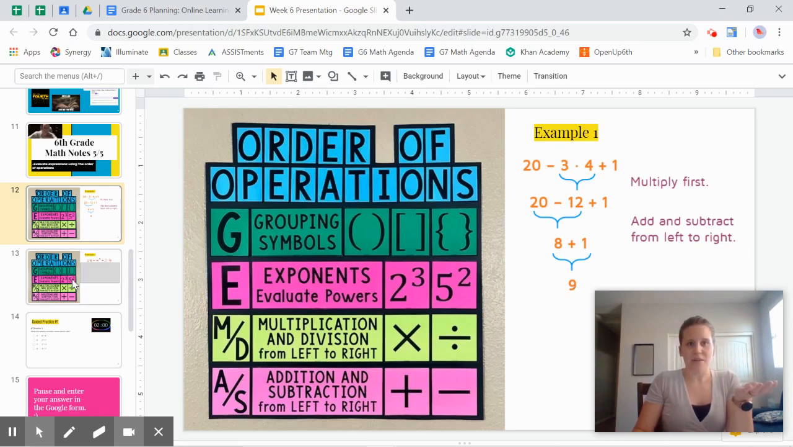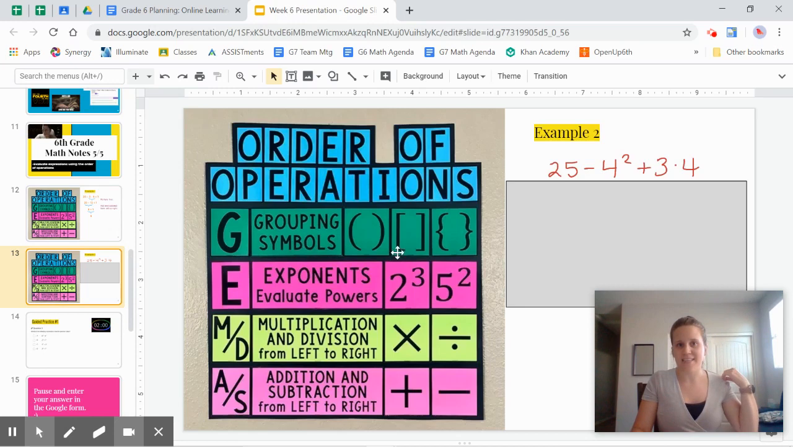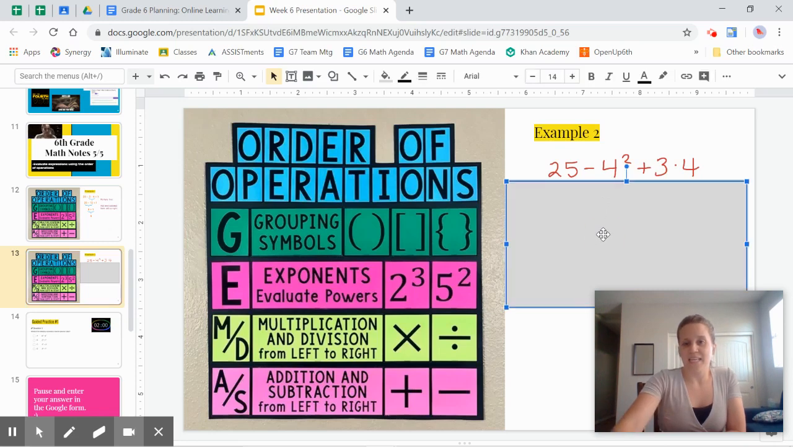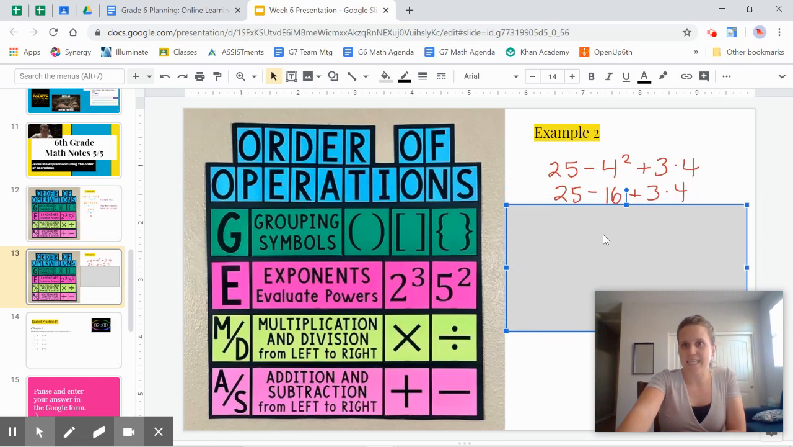Let's look at another example. The next example has some of these other spicy 6th grade parts. Are there any grouping symbols in this expression? No. Are there exponents? Yes. So we're going to do that first. What is 4 squared? Yes, 4 squared means 4 times 4, which is 16.